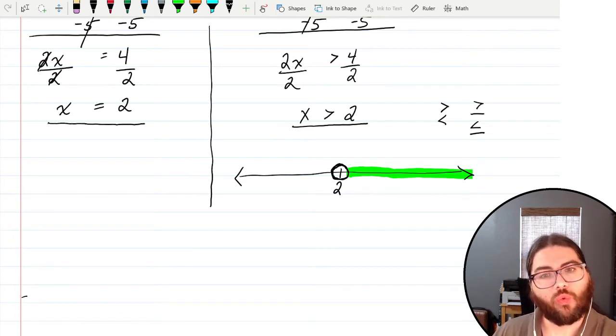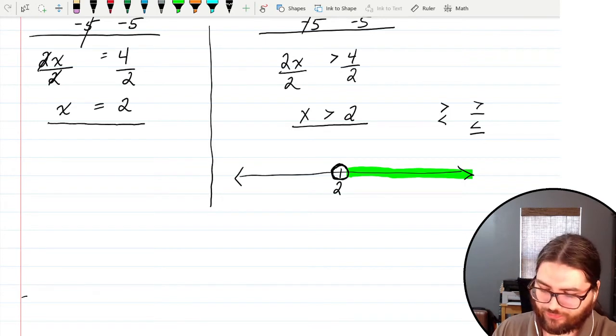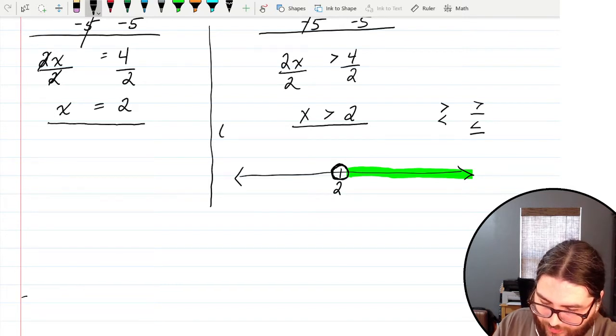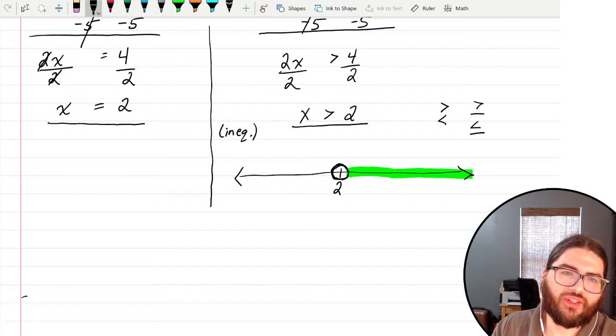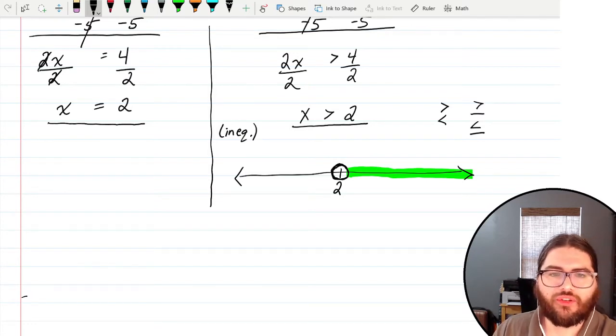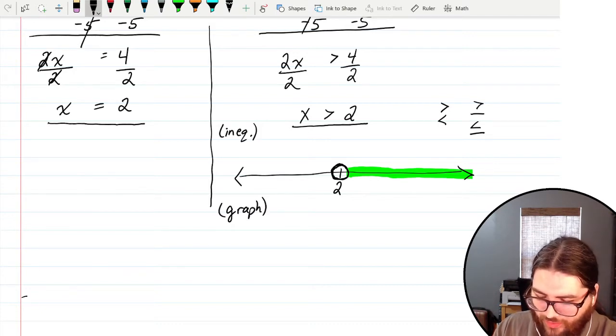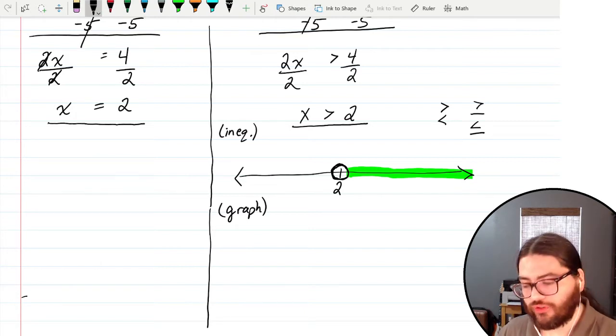And we call that the graphical solution. This one would be called the inequality solution, unsurprisingly, because it contains an inequality symbol. This one is called the graphical solution. Some people are not used to seeing graphs with a number line, but that is a graphical solution.